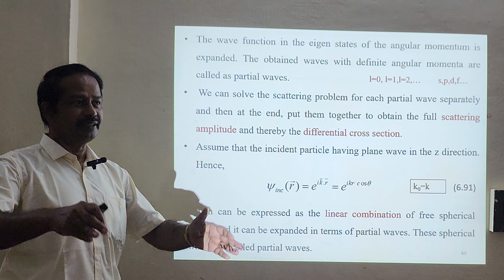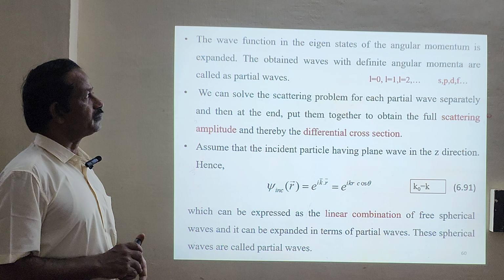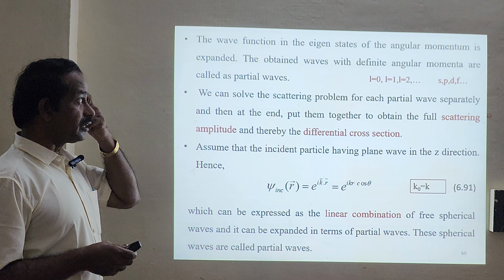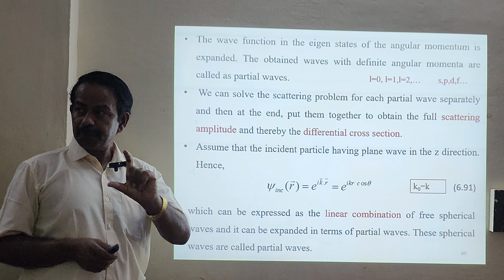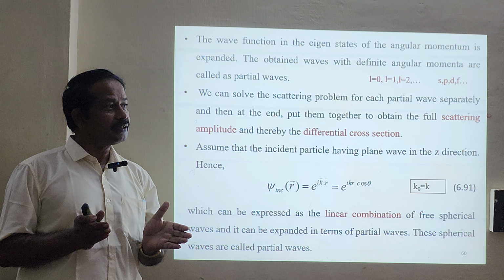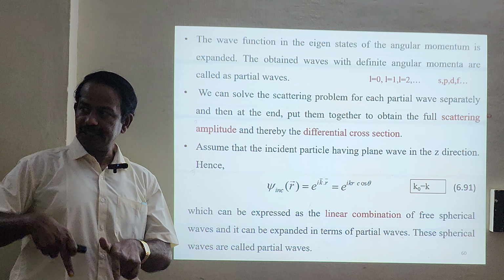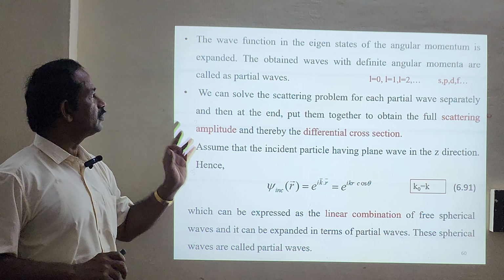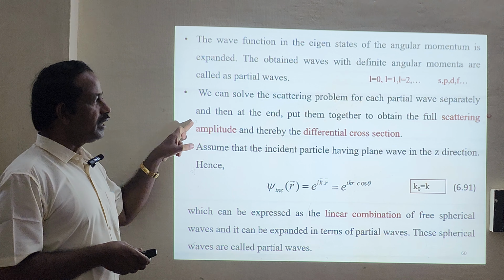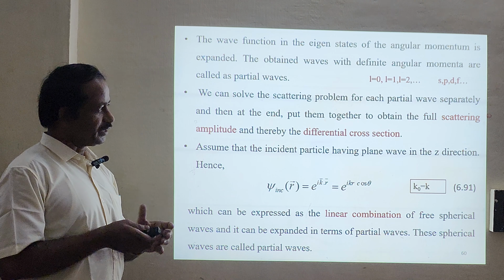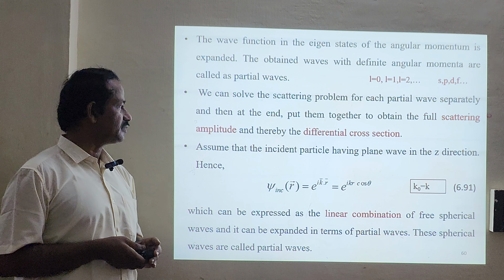So we are going to expand in the eigenstates of angular momentum. Okay, the waves with definite angular momenta are called partial waves. So each wave is nothing but a partial wave. So this will have different angular momenta, L equal to 0, L equal to 1, L equal to 2: S wave, P wave, D wave, and so on. So we can solve the scattering problem for each partial wave separately, and then at the end put them together to obtain the full scattering amplitude and thereby the differential cross section.